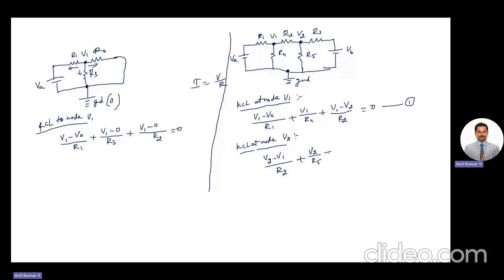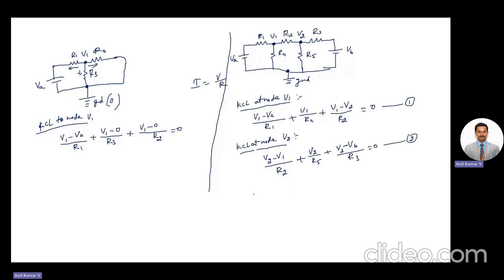Then if I take across R3, again plus. Your R3 is connected between V2 and VB, right? So obviously, we'll take V2 minus VB, that whole divided by R3, that will be equal to 0. So this will be your equation 2.